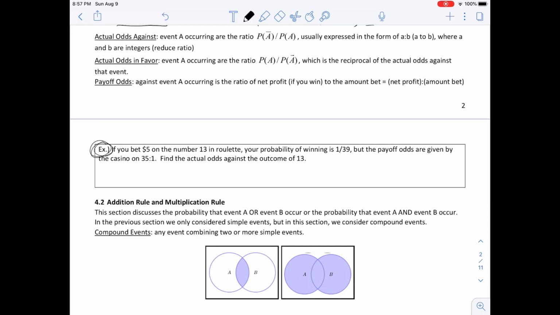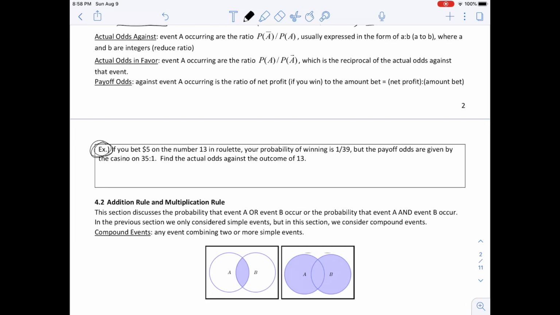Next thing we have is called actual odds against event A occurring. These are the ratio of the complement and the probability of the event, usually expressed in the form of a ratio, A to B, where A and B are integers, and you're going to reduce your ratio. And then we have the actual odds in favor of event A occurring, which are the ratio of the probability of A over the probability of the complement, which is the reciprocal of the actual odds against that event.